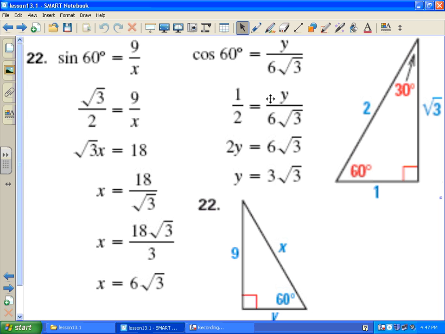Cosine of 60, referring to my 30, 60, 90 triangle, cosine of 60 is adjacent over hypotenuse. Cosine of 60 is 1/2. So for cosine 60, I substitute 1/2. Cross multiply, solve for y, and I get y is 3√3. The shorter leg is 3√3.